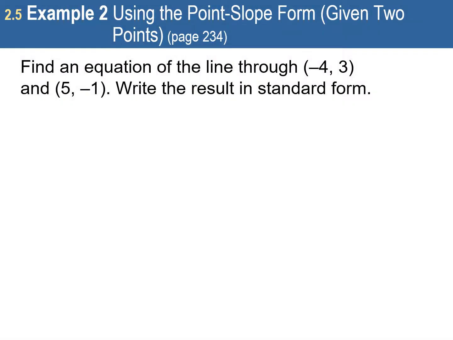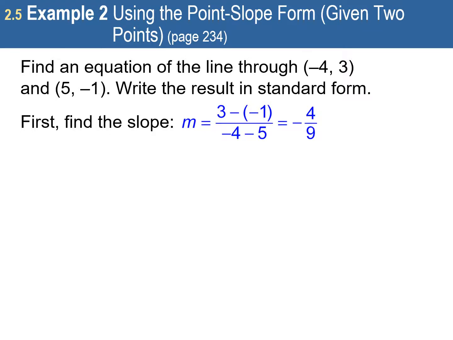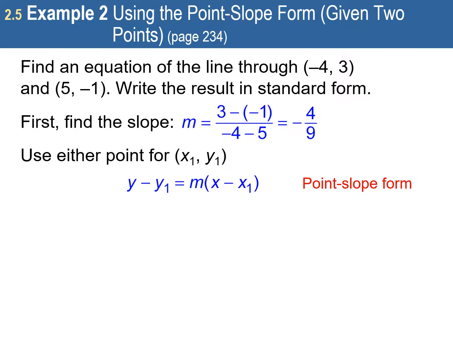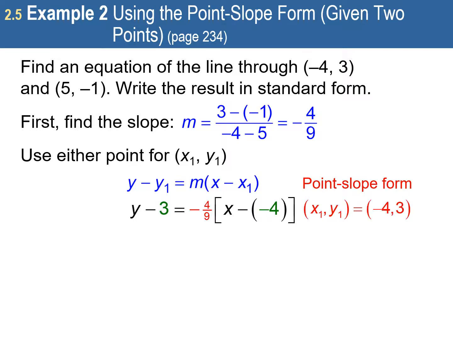Suppose I want to find the equation of a line through -4, 3 and 5, -1. The first thing I want to do is find the slope. So that is 3 minus -1 divided by -4 minus 5, or -4/9. And now you can use either point in the point slope formula. In this case, we used -4, 3.